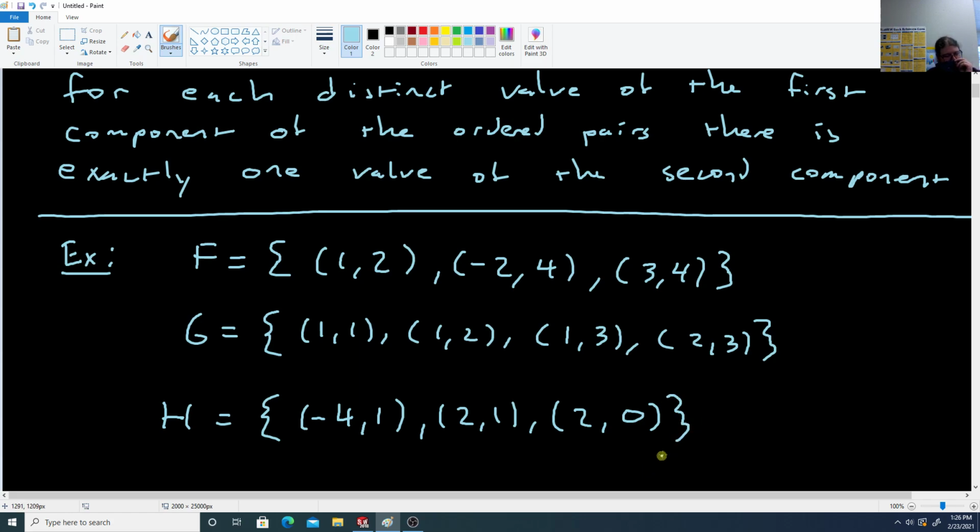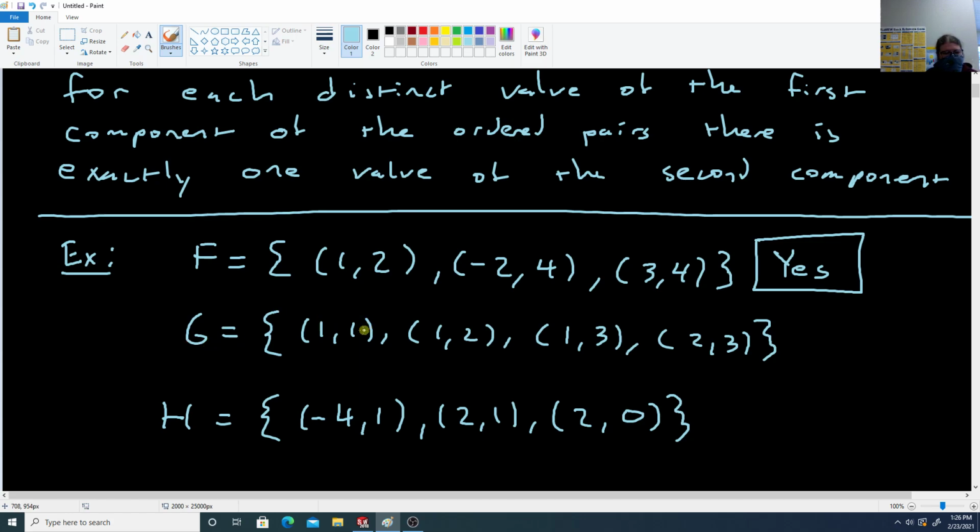Okay, so if we look at this first function, 1 gets sent to 2, -2 gets sent to 4, 3 gets sent to 4. So each input is sent to exactly one output. It's okay that -2 is sent to 4 and then 3 is also sent to 4, because -2 only got sent one place and 3 also only got sent one place.